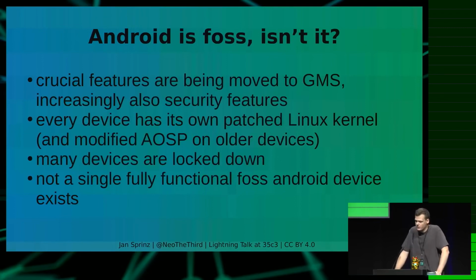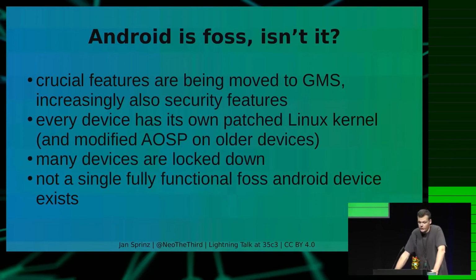In recent development in Android, we see more and more crucial features being moved to Google Mobile Services, which is proprietary, and increasingly this includes security features. Another big problem in Android is that every device has its own patched Linux kernel, and for older devices you also have an entirely modified Android Open Source Project, so all the open source components are different on every device as well. Another big problem is that many devices are very locked down, so you can't just install any Android ROM you want. It has to be ported to the device specifically.